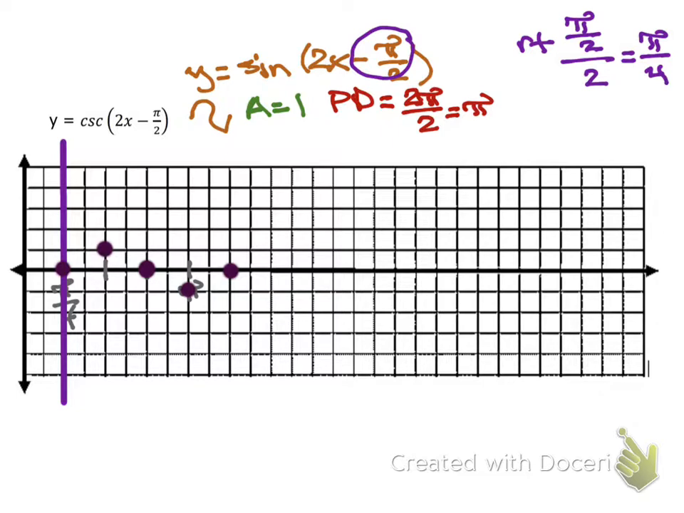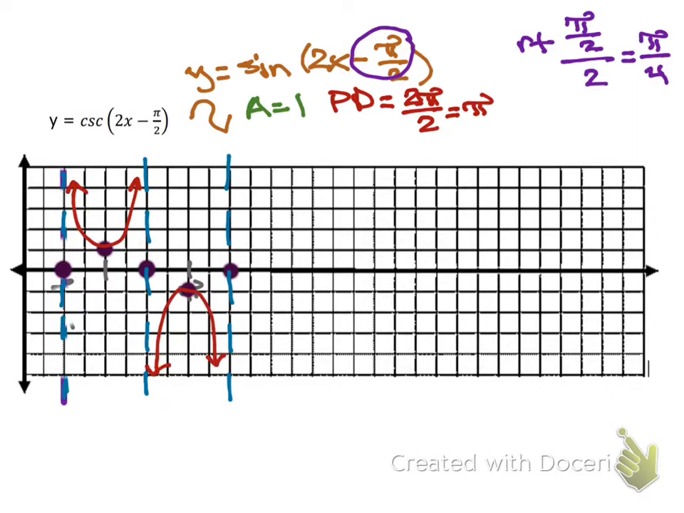Now I'm ready to put in my cosecant, which means first I need to put in my asymptotes at the zeros of sine. And then we're ready to put in our swoopies, right? It's just more fun to call them swoopies.